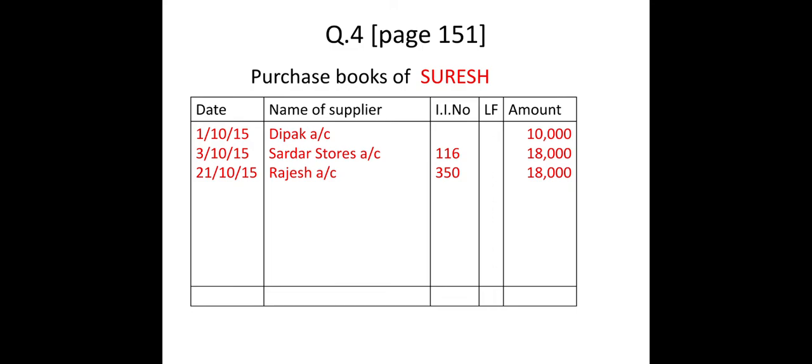Now next transaction is 25. Purchase goods of 30,000 from Nilesh at 10% trade discount and half of the amount is paid immediately by check.